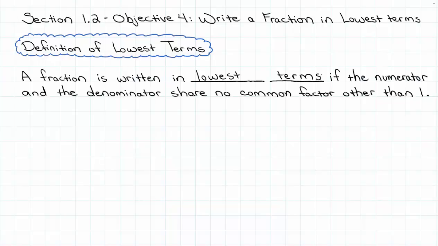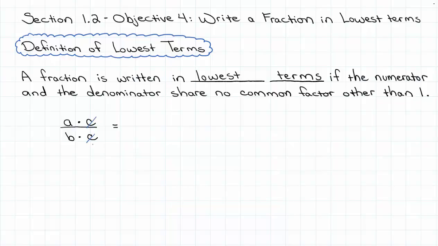So what we're going to do to write fractions in lowest terms is use the reverse idea of what is used to create equivalent fractions. When we wanted to make equivalent fractions, we multiplied the numerator and the denominator by the same number. When we want to write a fraction in lowest terms, we're going to divide out that common factor, or cancel out the common factor.